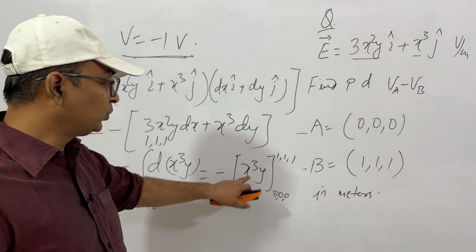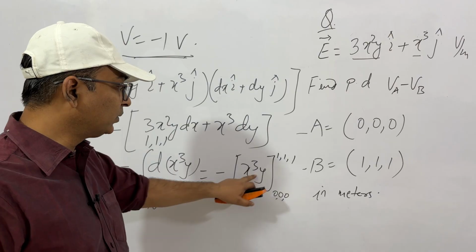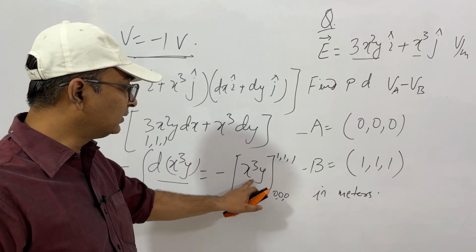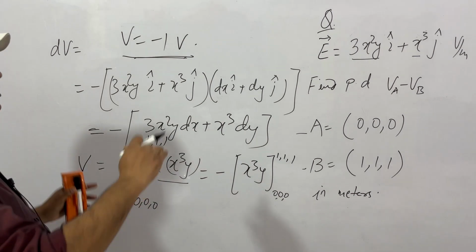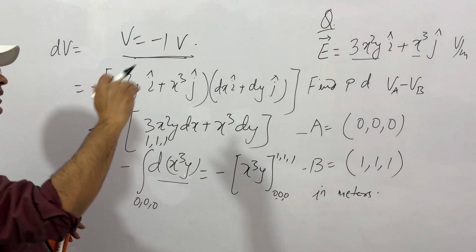See, this is 1 because you put x equal to 1 and then y equal to 1, so 1, and then minus 0 0. So 1 minus 0 is 1. So we get minus 1 volts. That is the potential of B, potential at point B is higher than potential at A.